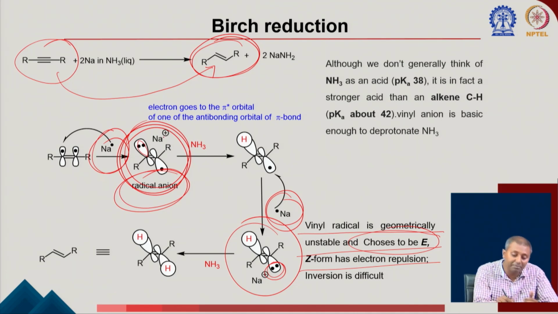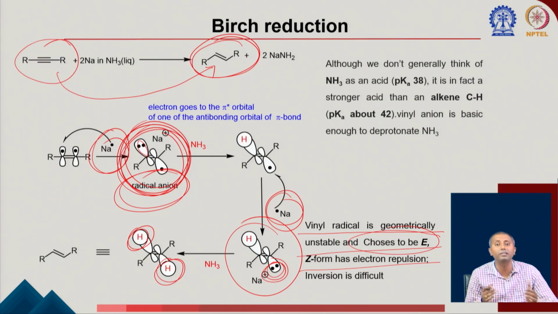So this is the step where your geometry gets decided. Once you are in this position, you have a protonation here, and this radical gets reduced by one more electron to give an anion, which is going to pick up H. That's how the two H's add in a trans fashion and not in a cis fashion, to avoid the repulsion between this radical and these electron pairs. Okay.